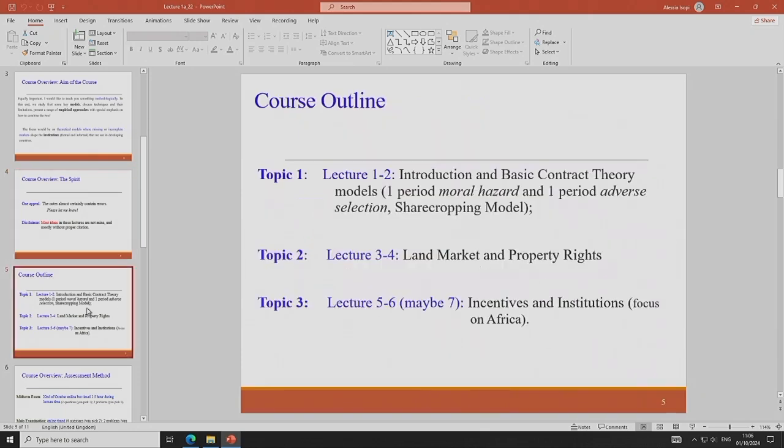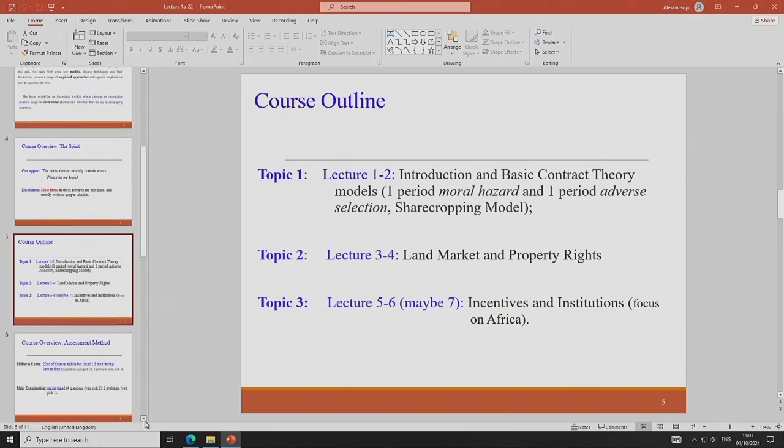So what's the plan for the lectures that we will have together? We will probably focus on three topics. One topic will take two lectures, pretty much. As I said, in the first two lectures, which means today and next week, we will do an introduction to basic contract theory modeling, mainly moral hazard and adverse selection, one period. And then we will look at some applications. The most important application that we will consider is the sharecropping model.